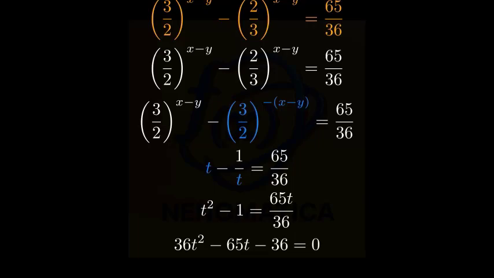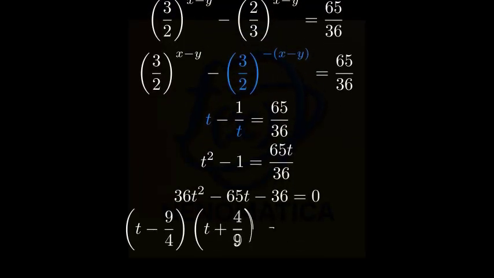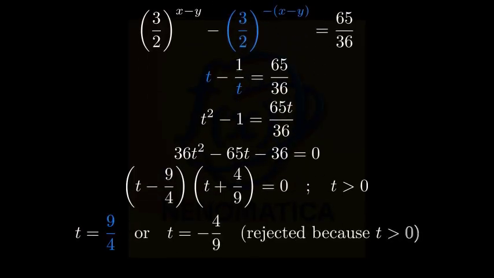We need to factor this quadratic expression. After working through the factorization, we get the expression t minus 9/4 times t plus 4/9 equals 0, where t is greater than 0 since it represents a power. Now we can solve for t. Since the product equals 0, either the first factor or the second factor must be 0. From the first factor, we get t equals 9/4. From the second factor, we would get t equals negative 4/9, but since t must be positive, we reject this solution. Now let's substitute back the value of t into our original substitution.